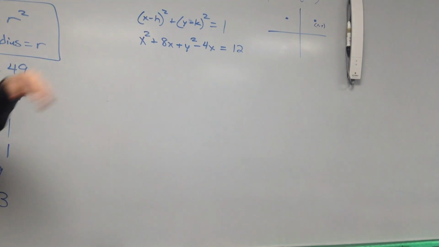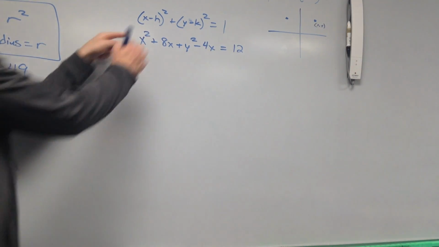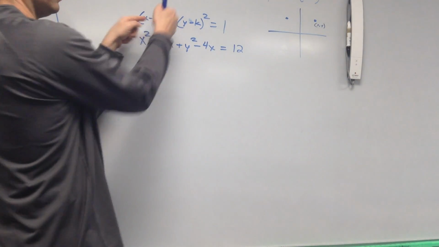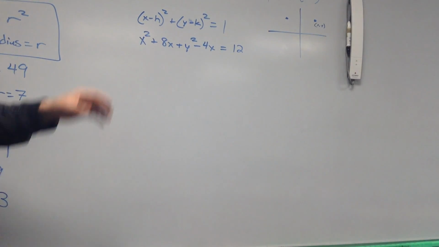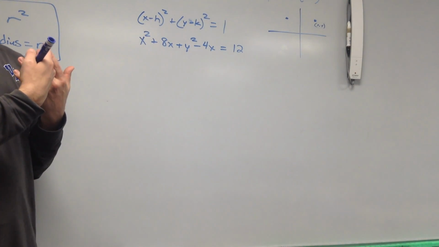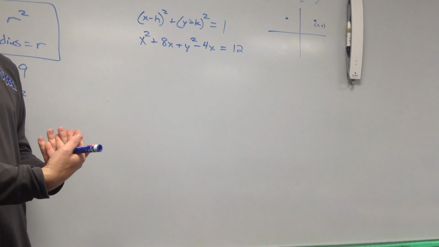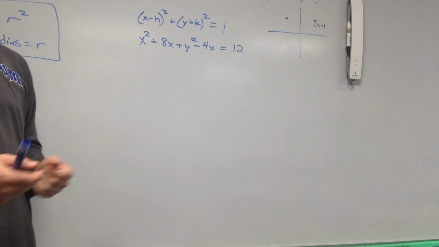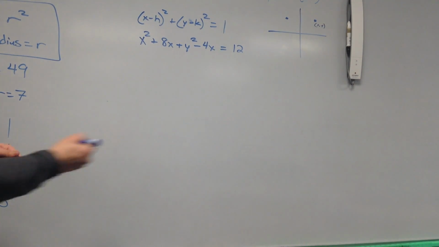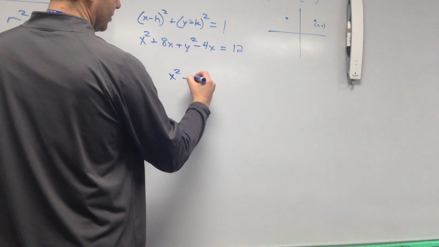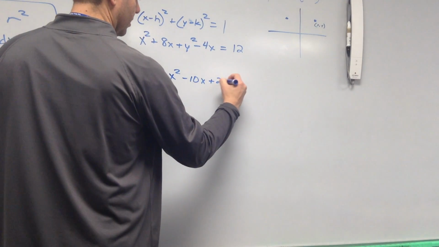Alright? So in order to make it look like this, you need to come up with these perfect squares, these quantity squareds on this side of the equal sign, so it's easier to tell where the center is and what the radius is. That process is called completing the square, or making something become a perfect square. What do I mean by something that's a perfect square? Well, this is a perfect square right here.